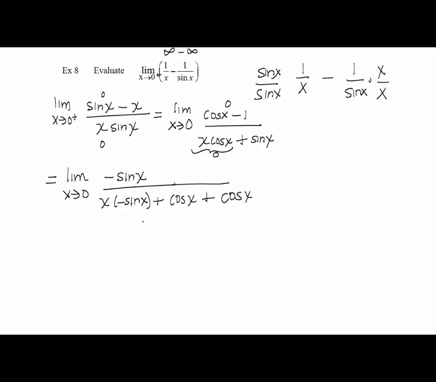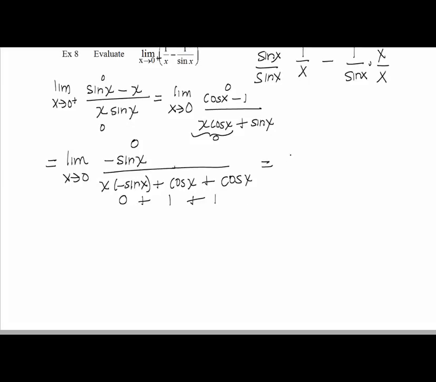And at this point, you can simplify the algebra a little bit, but really it's not necessary. If I just substitute in, the sine of 0 is 0, 0 times the sine of 0 is 0, the cosine of 0 is 1, cosine of 0 is 1, and we get 0 over 2, which is 0.